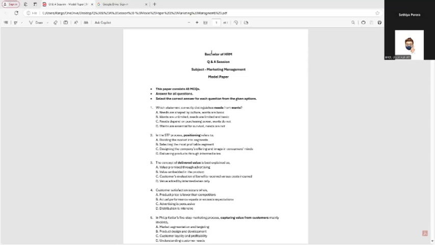The model paper consists of 40 MCQs. All questions are multiple choice questions. You have to answer all the questions and select the correct answer for each from the given options. I didn't mention any time period for this question paper because today I am going to discuss the answers with you. But it's better to do the question paper again before the examination. I think it is important to get better marks. So let's start one by one.